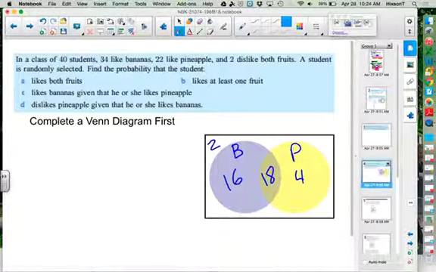Okay? So first of all, we said 18 people like both fruits, so the probability that somebody picked randomly will like both fruits is what? 9 over 20. Okay, 18 over 40, which is 9 over 20. Okay? 9 over 20, or 45% if you want.